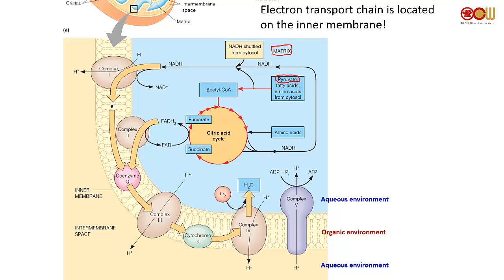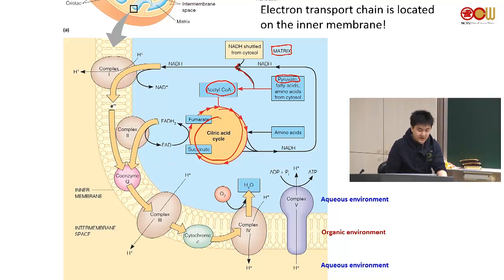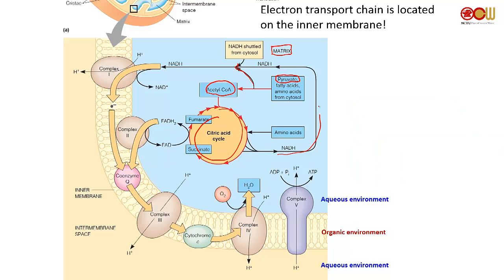Pyruvate can get converted to acetyl-CoA, and in the process you kick out one NADH and CO2. Remember? Okay, so NADH comes out. And then you run the TCA cycle. The net reaction for the TCA cycle will give you 3 NADH and 1 FADH2. So it generates a bunch of NADH. Right? So the key is that you generate a bunch of NADH.